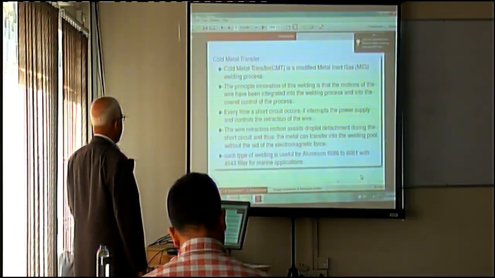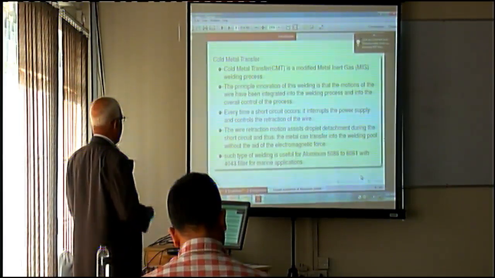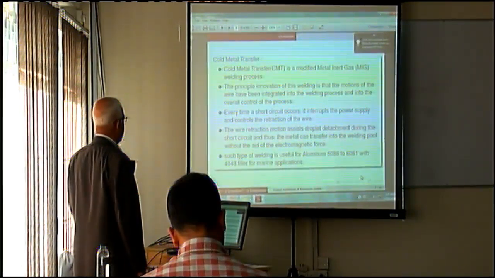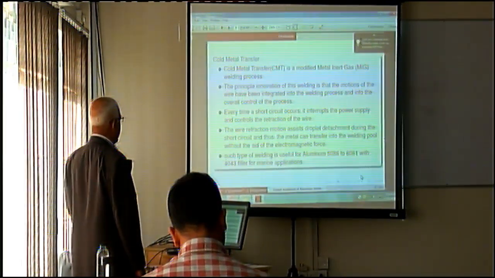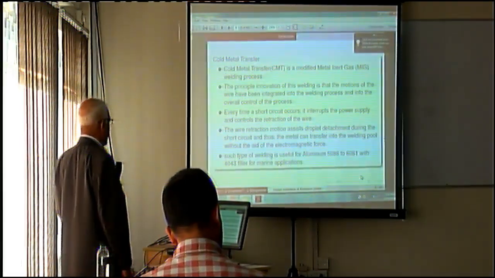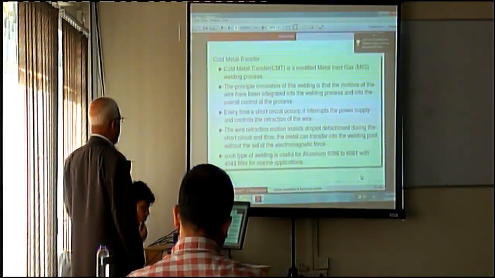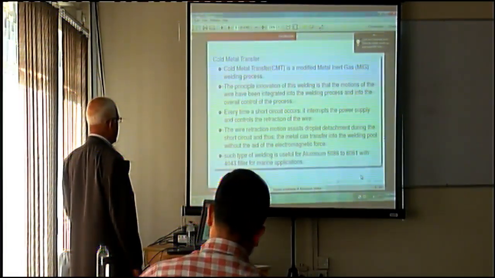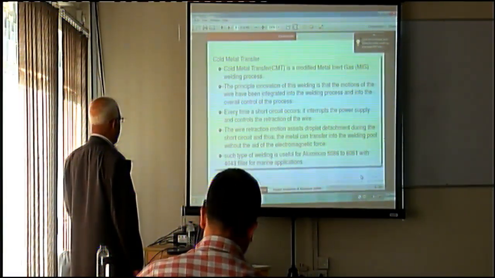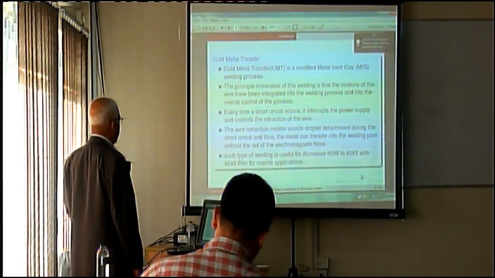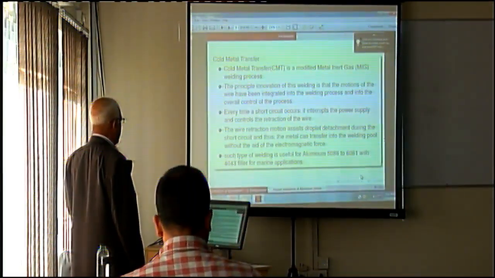The motions of the wire have been integrated, because there is a filler wire in the welding process, into the overall control of the process. You can see what CMT is about. Such a method is useful for aluminium 5086 to 6061 with a particular filler called 4043, and that can be used for marine purposes.